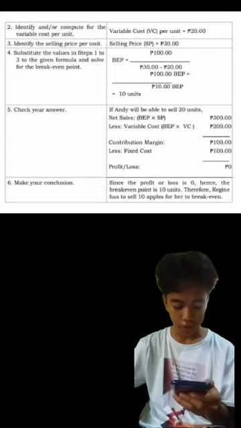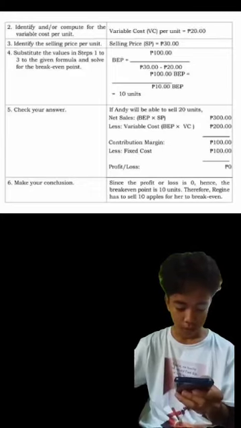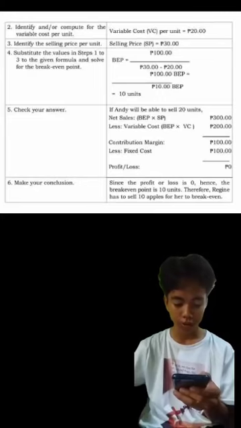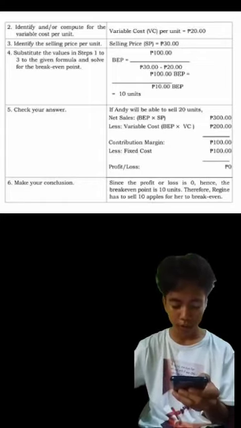Number 6. Make your conclusion. Since the profit or loss is 0, hence the break-even point is 10 units. Therefore, Regine has to sell 10 apples for her to break even.